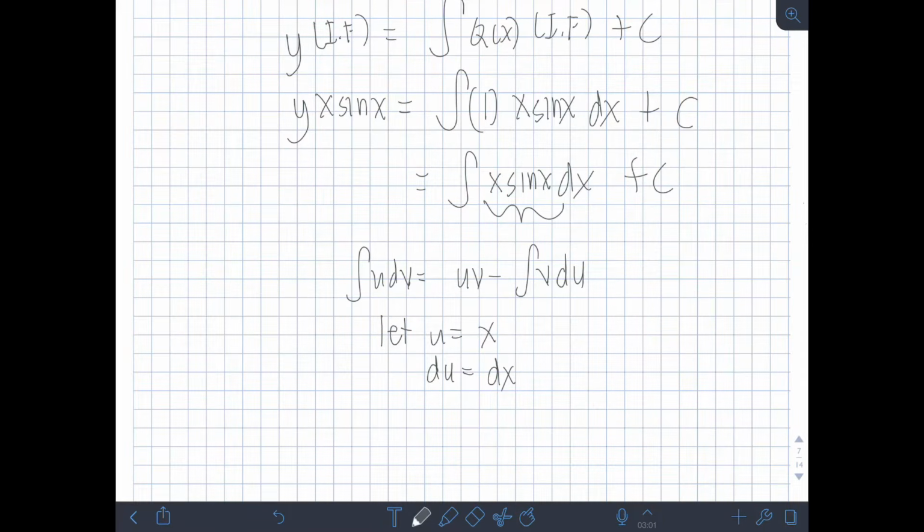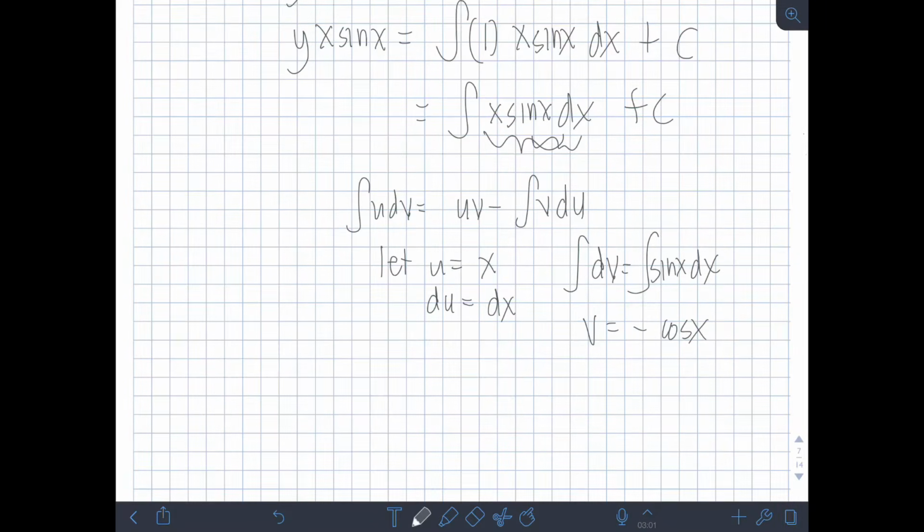And then, ilet natin na yung dv natin this time ay itong sin x dx. So, integrate both sides. V is equal to integral ng sin x dx is simply negative cos x. So, pwede natin i-plug in dito sa integration by parts formula. So, we have equal to sa uv, yung u natin ay x, times v ay negative cos x, minus integral ng v is negative cos x, tapos yung du is simply dx.